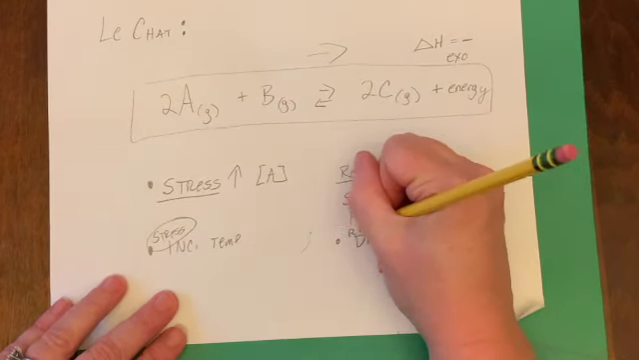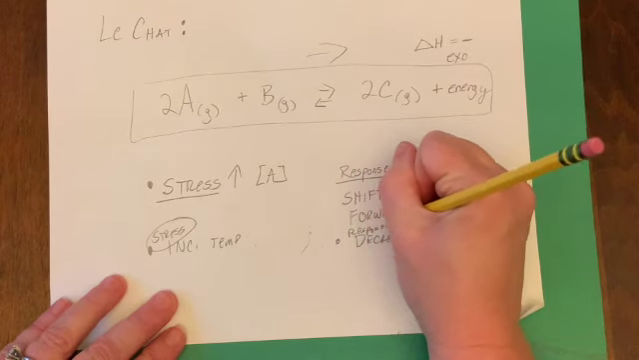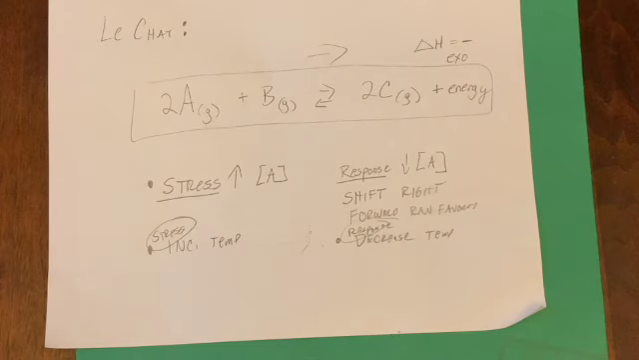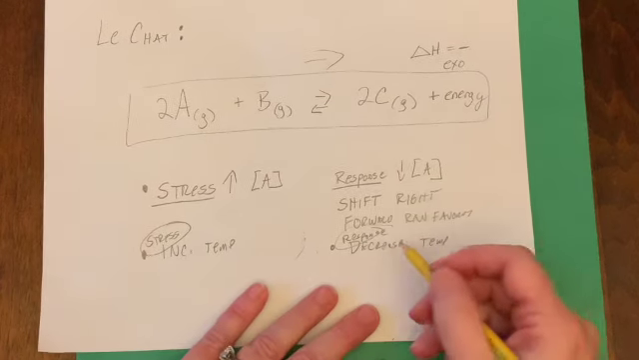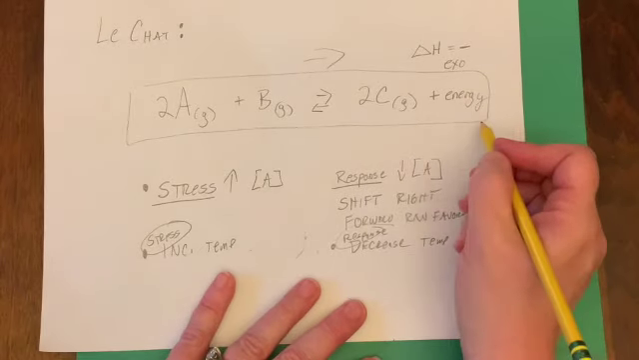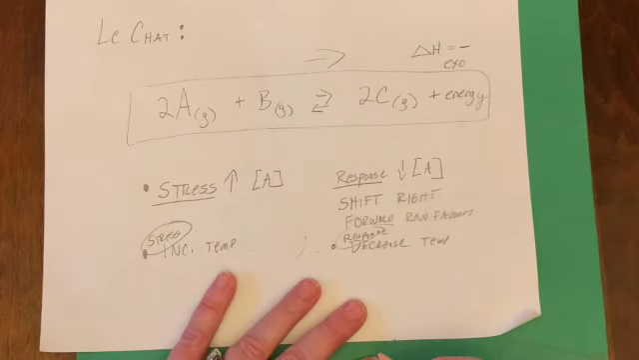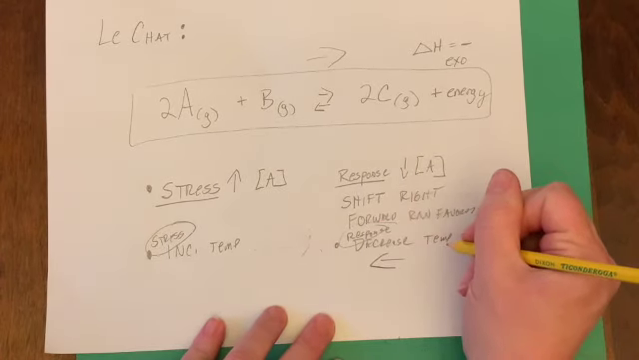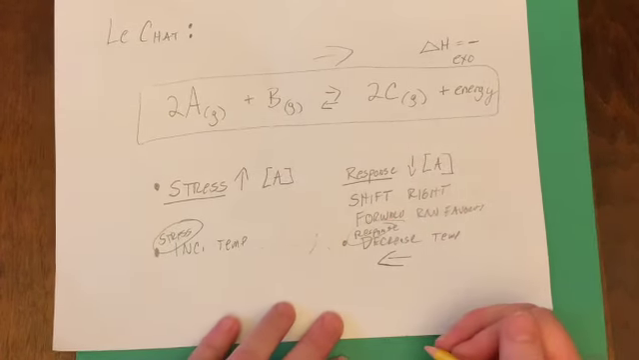The response is to decrease temp. Well, how am I going to decrease temp? Well, temperature is a measure of energy. I want to decrease it, so I want to use it up. How am I going to use it up? I'm going to have that reverse reaction go. So this is going to be a shift left, to use up that energy.